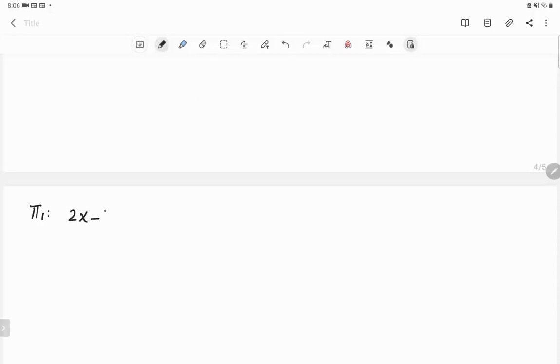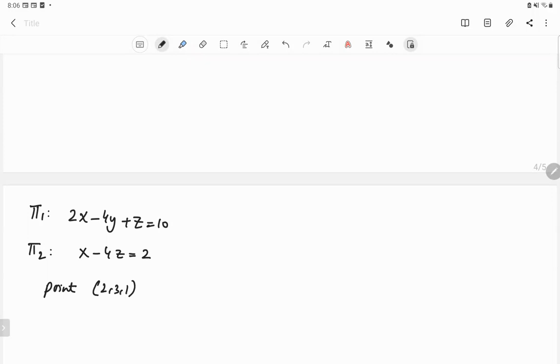2x minus 4y plus z is equal to 10, and then they have given us another plane x minus 4z is equal to 2, and the plane whose equation we want to calculate contains the point 2, 3, 1.